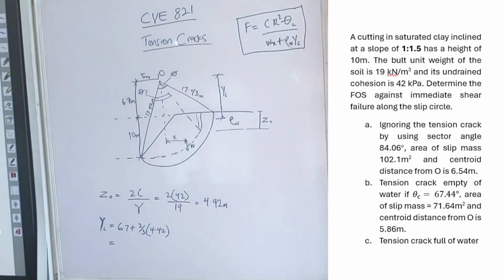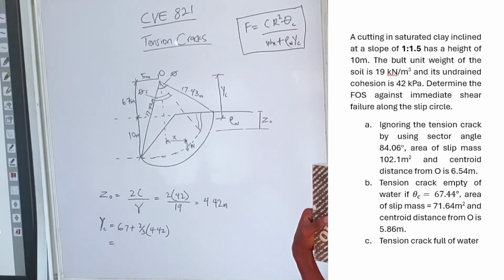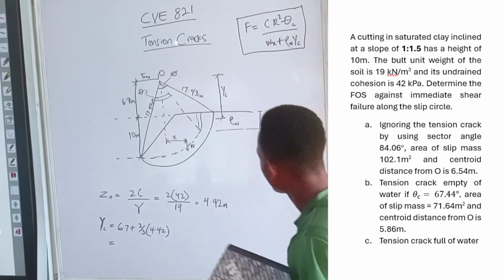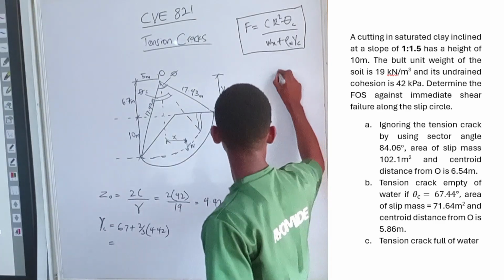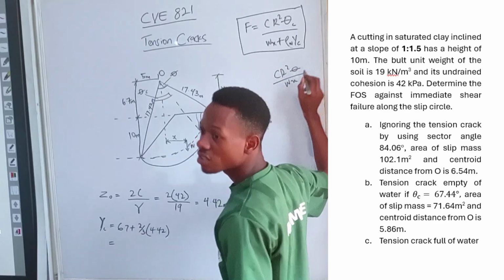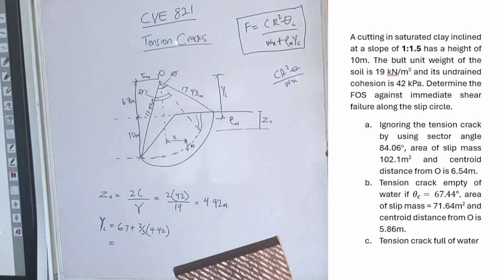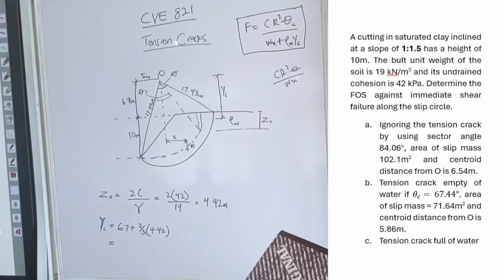Outside Taylor's method, which other method are you referring to? Taylor's method, Swedish method. No, this particular formula. When you don't use the 6.5, if we are ignoring the first one, it's going to be CR squared theta over WX, which is still Taylor's method. The one that is complete is the modified Taylor's method.